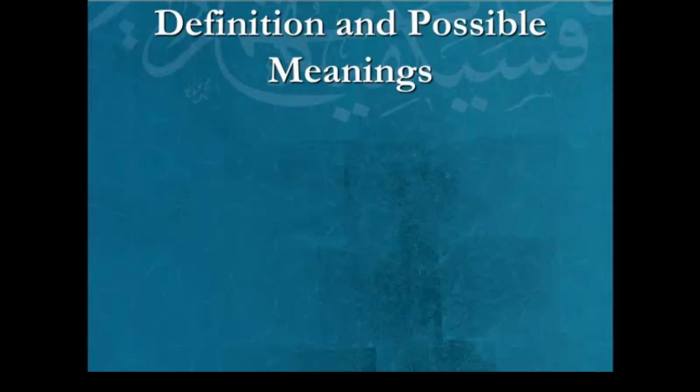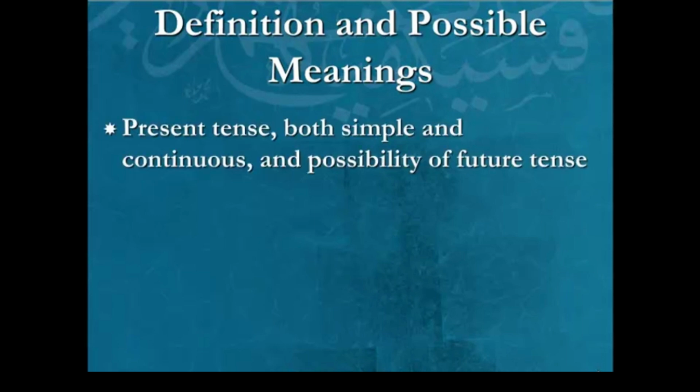Okay, so it's the verb that indicates both the present and the future. So the total number of meanings that you can get from this single verb is three. You'll get the simple present tense, you'll also get the present continuous, and there's also a possibility of the future tense. And this is true for active and it's also true for passive.